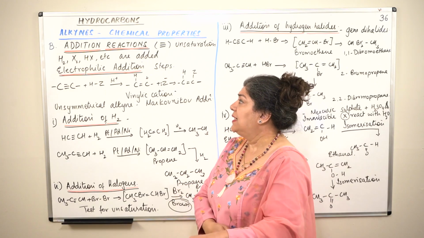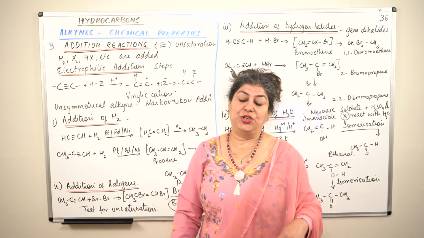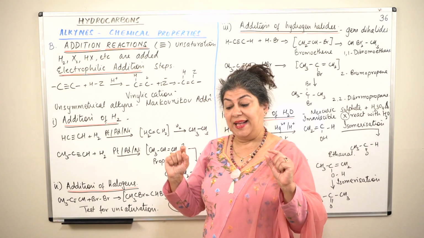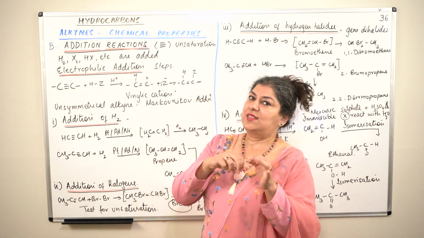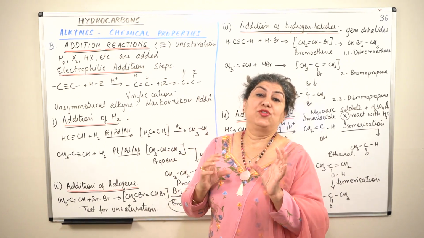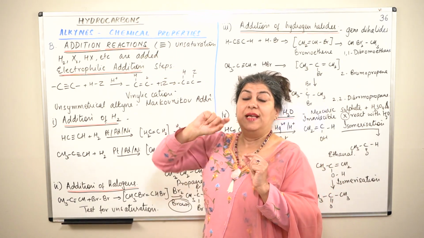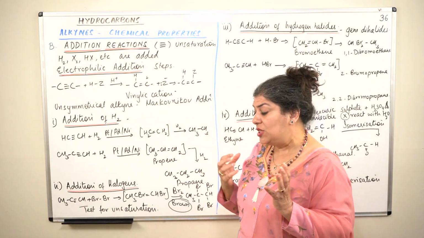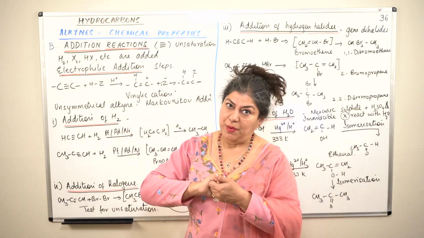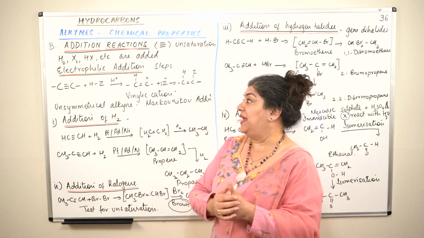Now this addition that takes place is electrophilic in nature. Electrophilic means that the reaction takes place in two steps, and the first species that attacks the carbon-carbon multiple bonds is an electrophile. As I told you, these multiple bonds, that is the pi bonds, have electrons which are called pi electrons. These pi electrons are loose, or they are not as strongly bound as the sigma bond electrons. So these pi electrons are available for reaction.